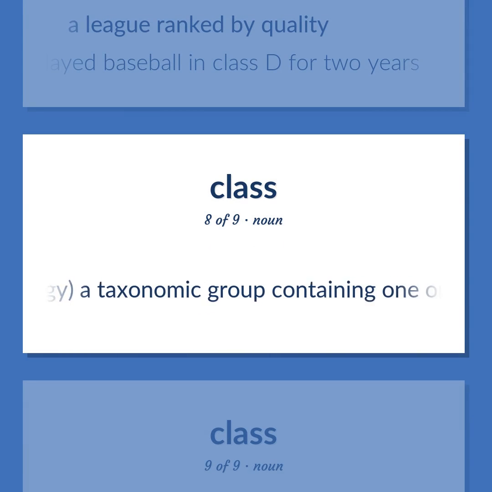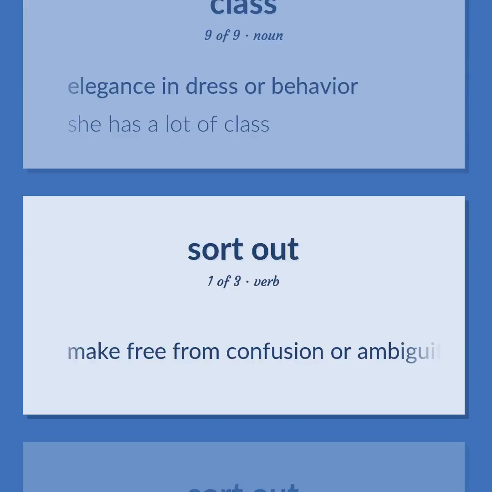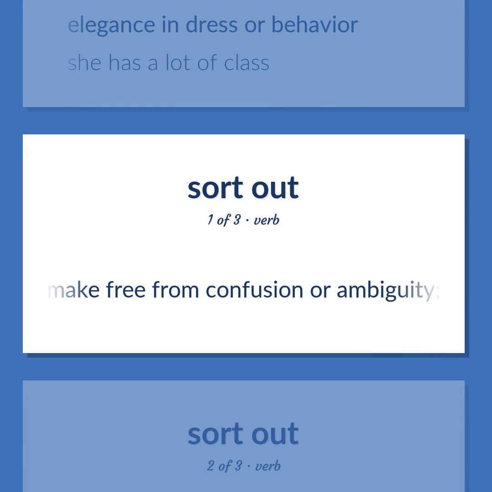Biology. A taxonomic group containing one or more orders. Elegance in dress or behavior. She has a lot of class. Make free from confusion or ambiguity. Make clear.